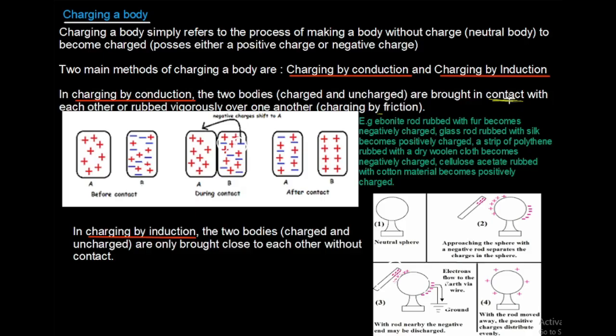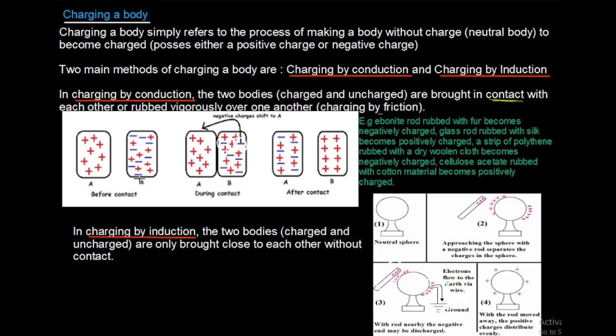In contact, the bodies will just be brought close to each other. After a while, you see that there will be migration of electrons between the charged and uncharged body. The same thing happens in charging by friction. There will be migration of electrons between the charged and uncharged body.